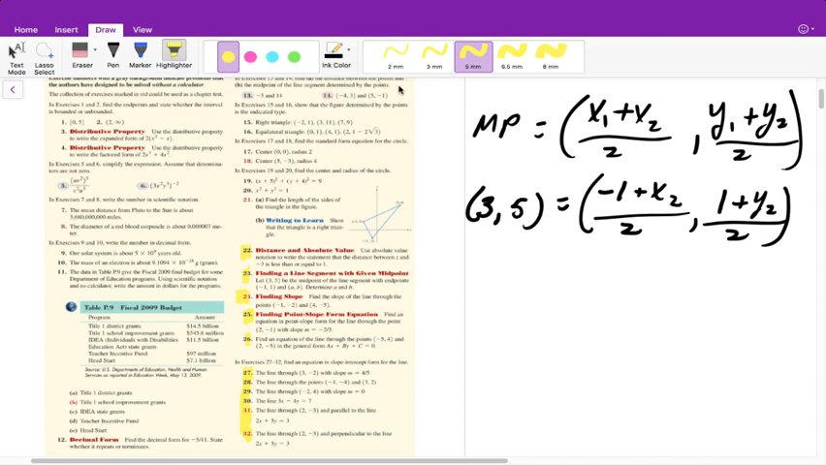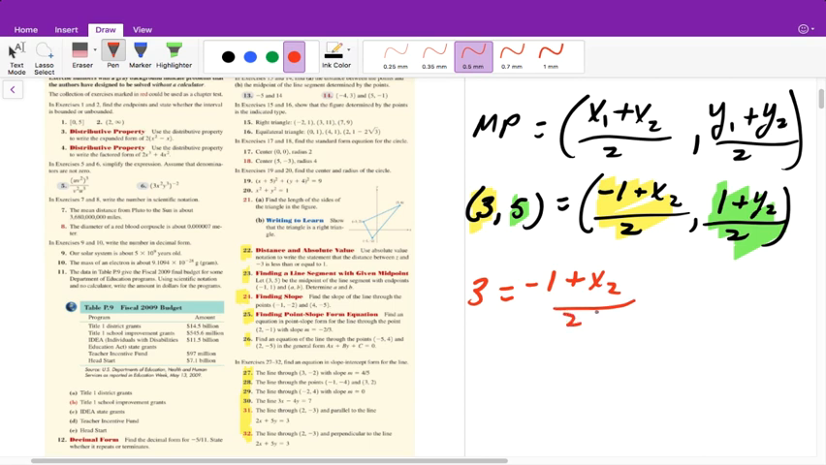So now I know that this 3 is associated with this x, and that this 5 is generated from this y. So I can then create two different equations. I can create one where 3 is equal to -1 plus my x2 divided by 2. So now multiply each side by 2. 6 is equal to -1 plus my x2. Add over the 1. My x2 is then equal to 7.